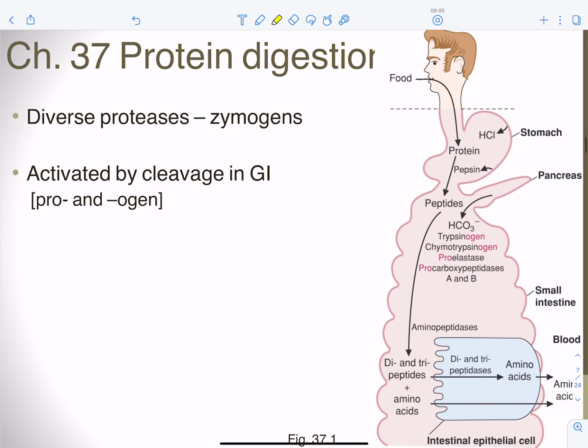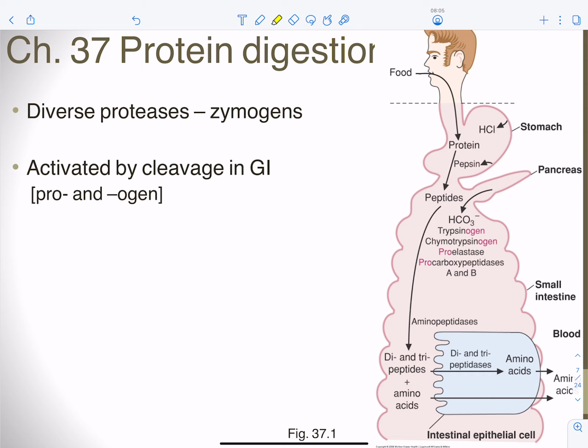So let's talk first about digestion. And so again, you're going to take up proteins in foods. Your proteins need to be digested by proteases. The proteases are zymogens, which are pre-enzymes. And so zymogens have to be cleaved in order to be activated. Some of the zymogens are going to be activated in your gut through just simple pH. Others are going to have to be activated by other enzymes.